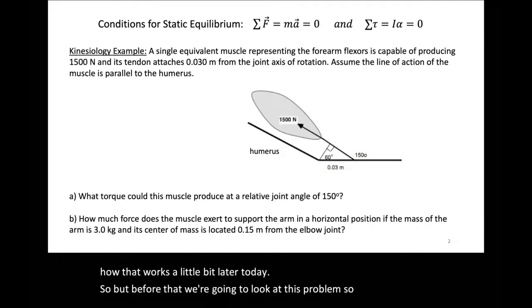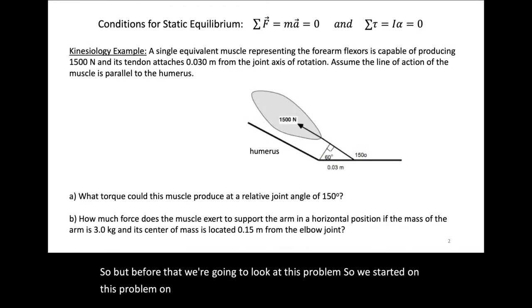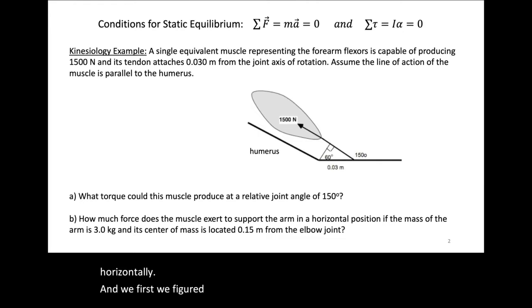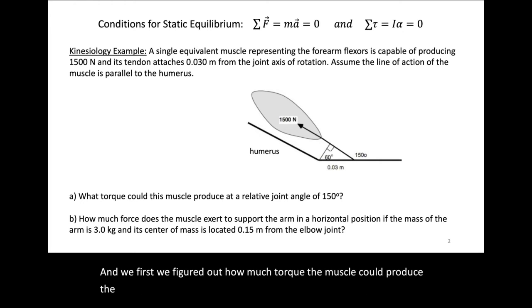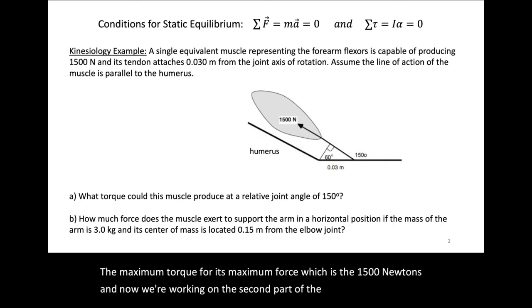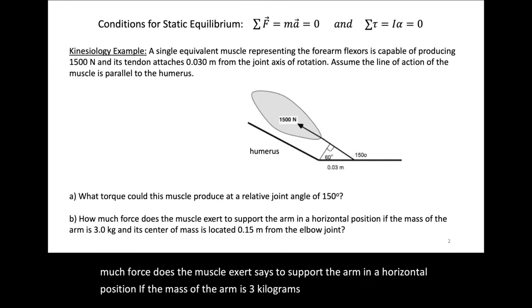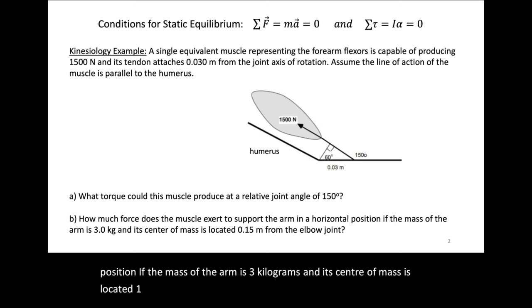We started on this problem on Wednesday, and we did the first part. This is a kinesiology example where we have a muscle that's holding an arm horizontally. First we figured out the maximum torque the muscle could produce for its maximum force, which is 1500 newtons. Now we're working on the second part of the question: how much force does the muscle exert to support the arm in a horizontal position if the mass of the arm is 3 kilograms and its center of mass is located 0.15 meters, or 15 centimeters, from the elbow joint.